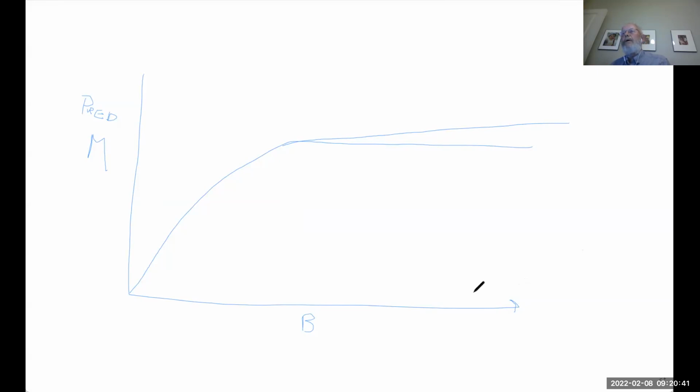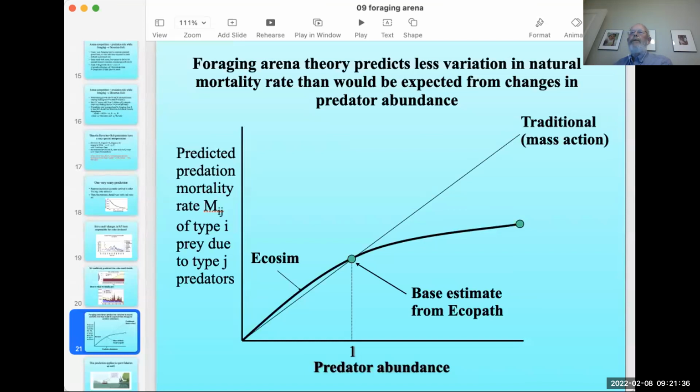When I use that word, I refer to carrying capacity as the biomass that a population will reach when it isn't being exploited. And that would be a dome shape. If you take slide 21 in your set, Foraging Arena. Okay, that's the mortality rate. I thought you were going to bring it up. I can do it. Well, go ahead and bring it up.